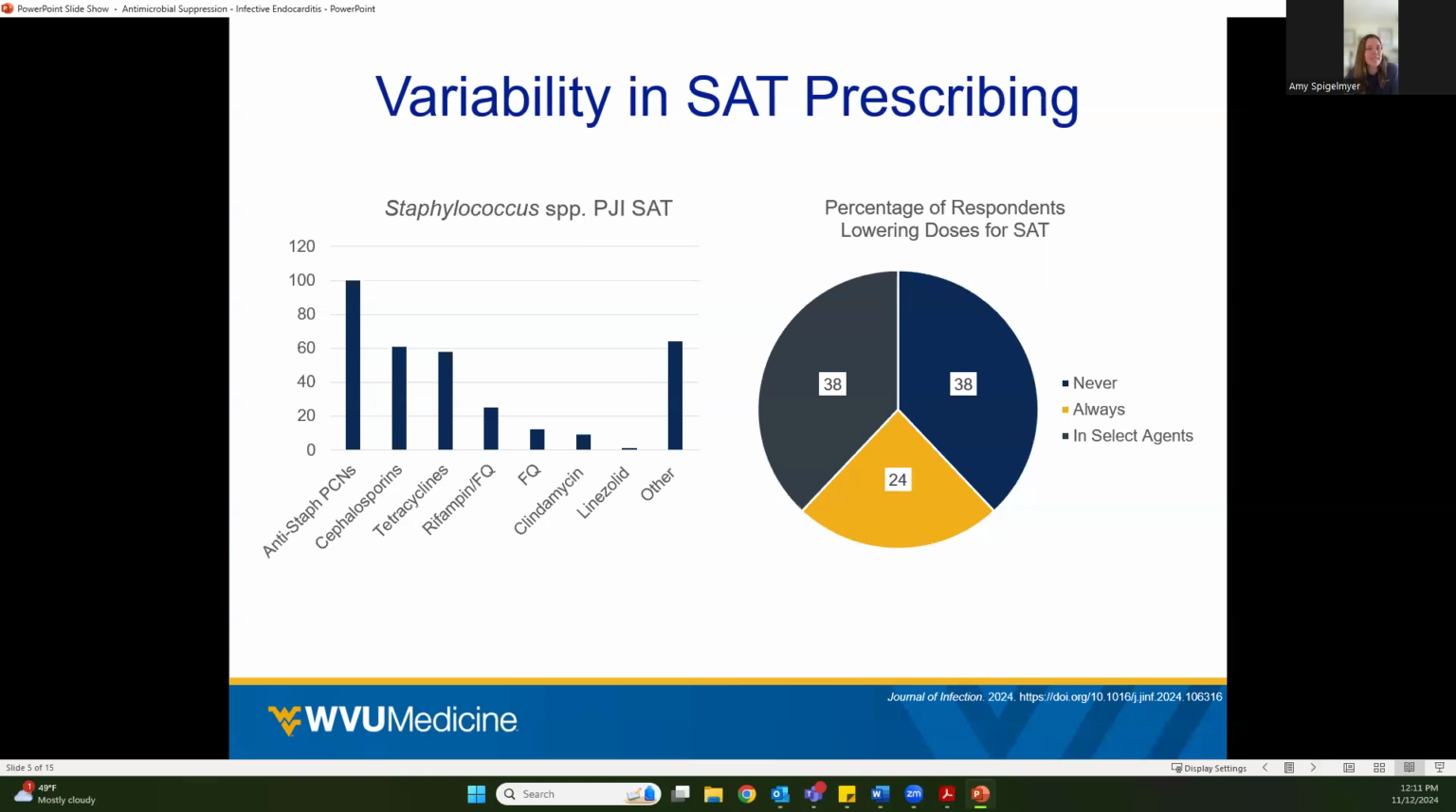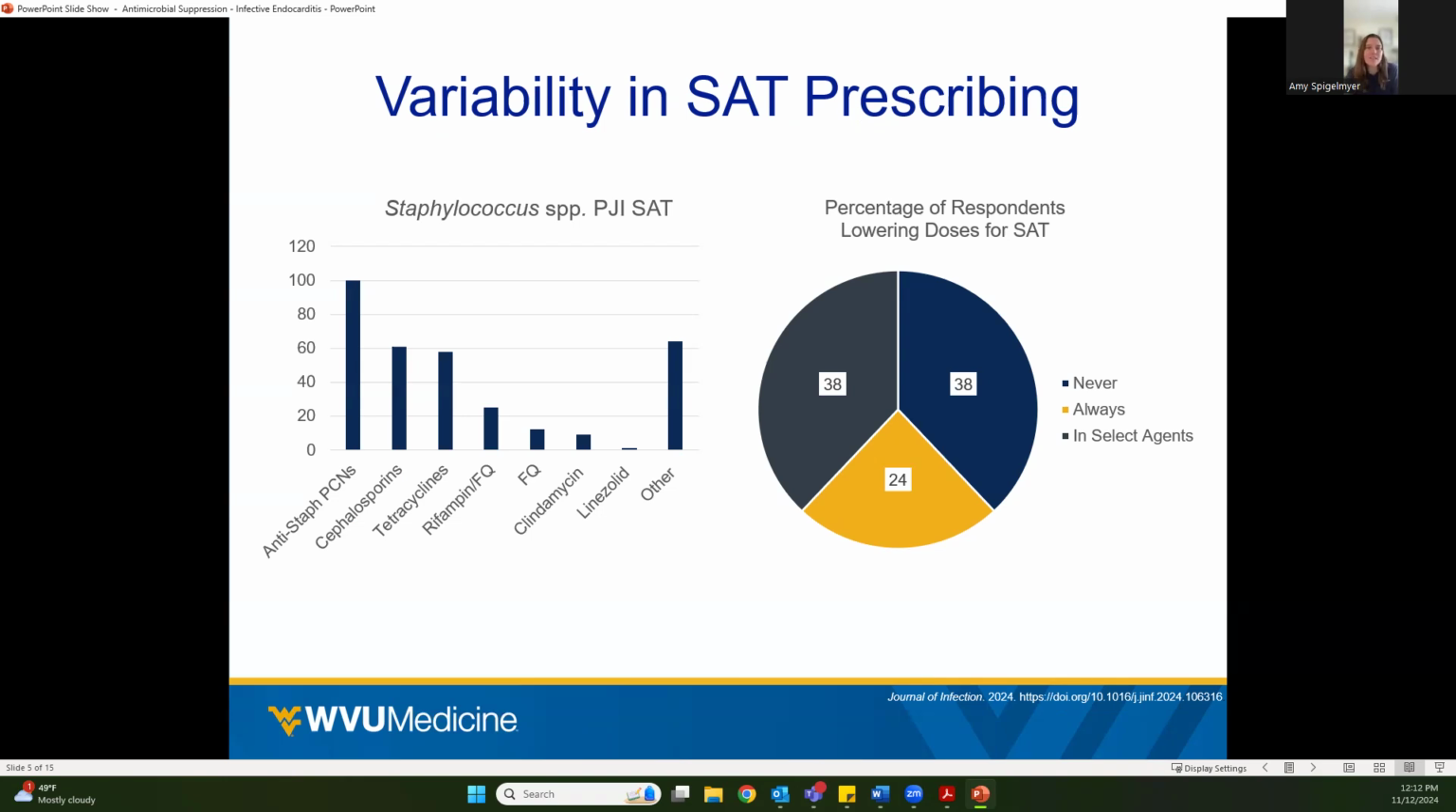And so here on the left-hand side on this bar graph, you can see that in Staphylococcus prosthetic joint infections, when they prescribed suppressive antimicrobial therapy, the agent that these providers had chosen also varied. There were 330 responders to the survey. 100 of the providers said that they would utilize an anti-staphylococcal penicillin, and then 60 of the providers said cephalosporins and about the same for tetracyclines, but many less chose rifampin fluoroquinolone combo, fluoroquinolone alone, Clinda, or linezolid.